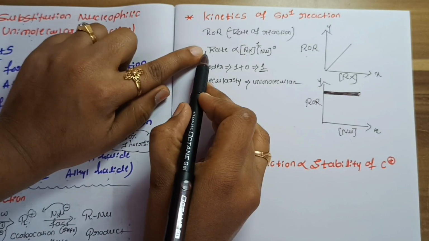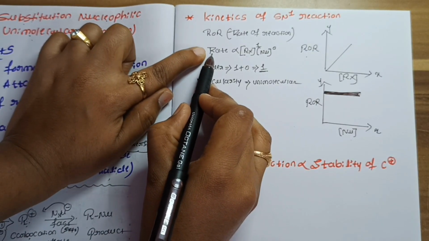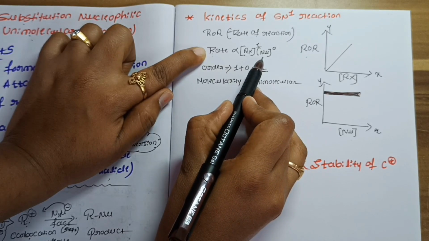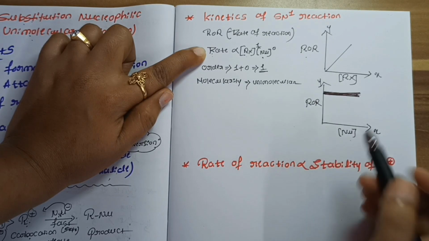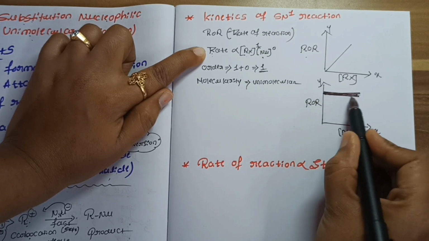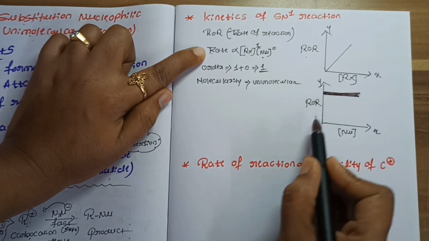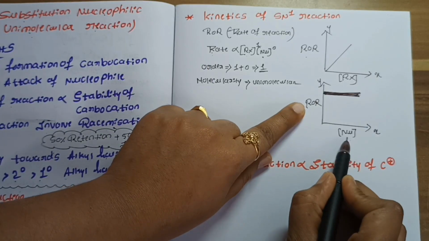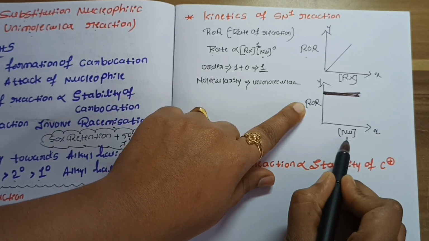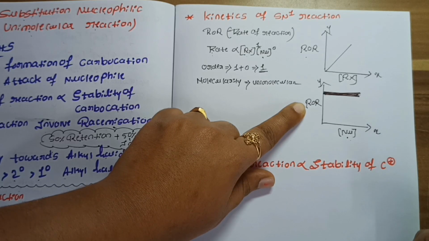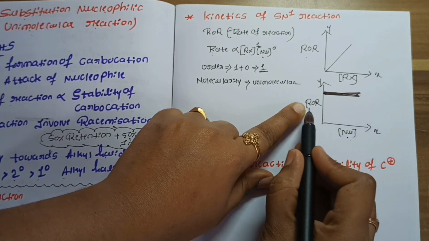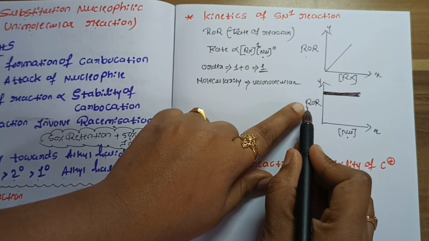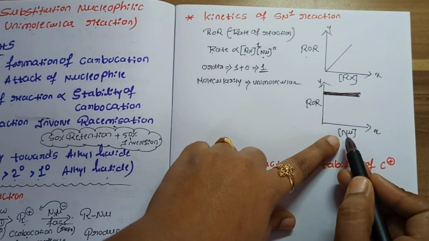Now from this we will get to know that the rate of reaction does not depend upon the nucleophile. If it does not depend upon the nucleophile, then here we have to write a straight line. What does it indicate? The rate of reaction does not depend upon the nucleophile, whether the nucleophile is weak or strong. It does not depend on the rate of reaction. Means the rate of reaction does not depend upon the nucleophile.